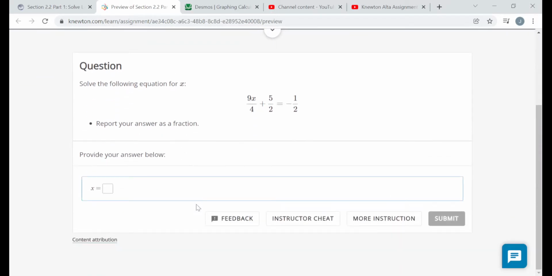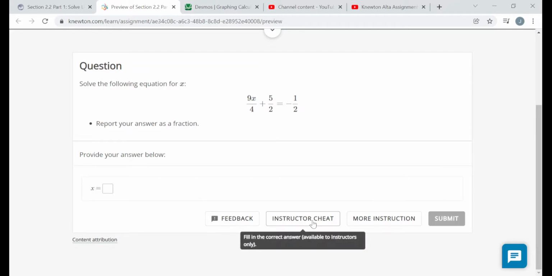And at the bottom of every question, you should see a few buttons. There's the feedback button. This is if you see a typo or something wrong with the question or the answer, something doesn't make sense, something isn't clear or totally wrong. Send feedback to Knewton, and hopefully they'll address it and fix the mistakes. You will not see this instructor cheat button, right? This is for instructors only, for me only.